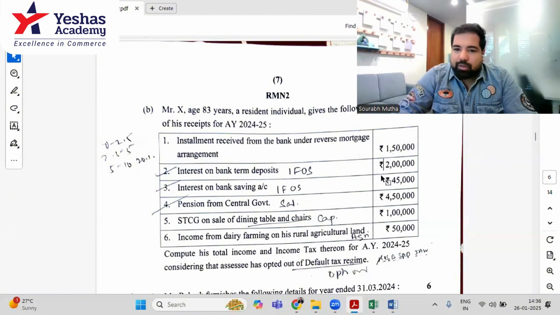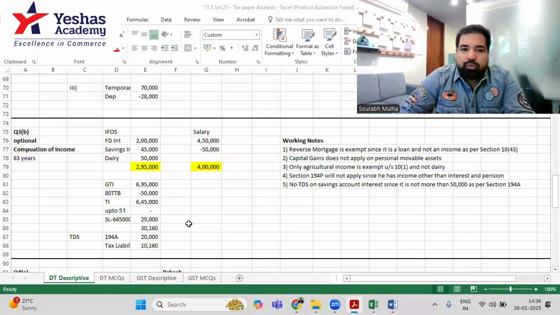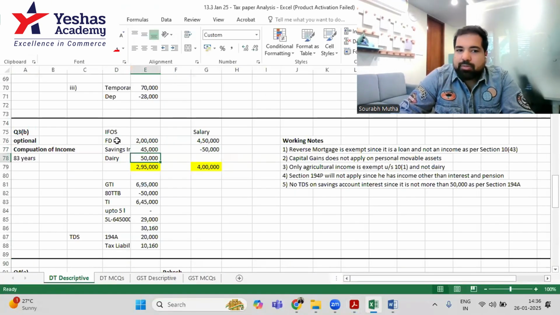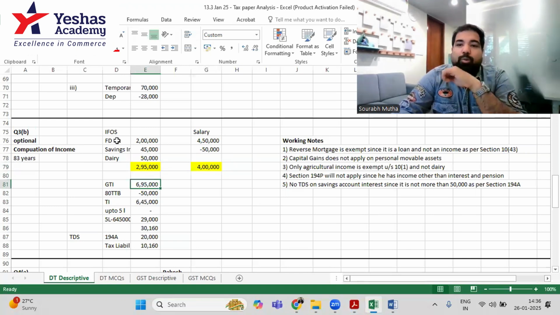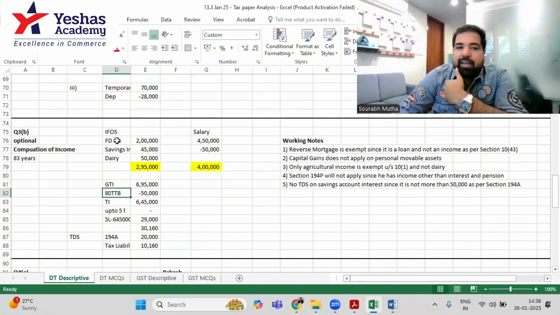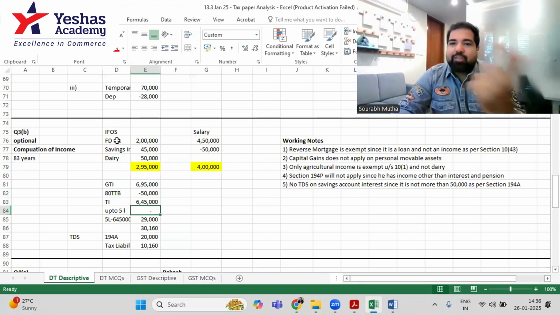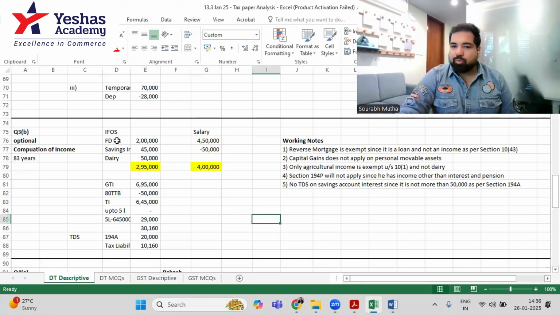So one amount taxable, two amounts taxable, three amounts taxable, and four amounts taxable. Here we go. Let's talk about it. FD interest taxable, savings interest taxable, dairy taxable. This is IFOS 2 lakh 95. Salary taxable 4 lakh. Total becomes 6 lakh 95,000. Remember, he's 83 years old. So up to 5 lakh rupees, there will be no tax. Anyways, 80TTB is 50,000. Total income is 6 lakh 45. Up to 5 lakh, no tax. Sorry, from 5 lakh to 6 lakh 45 at the rate of 20%. This is the tax that this person is liable to pay.